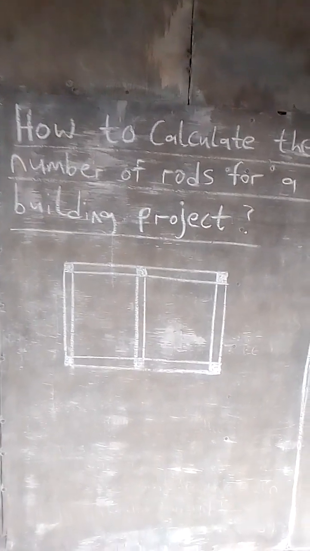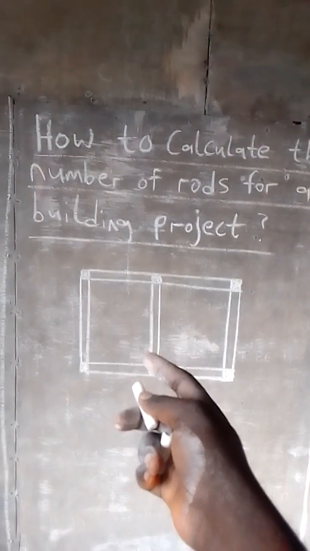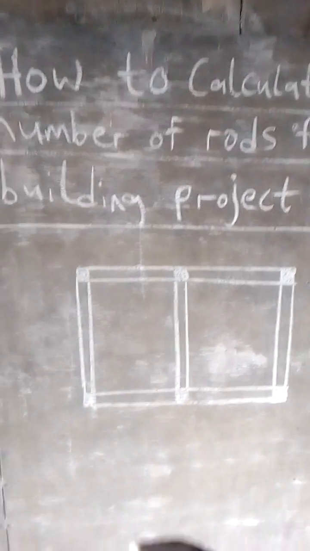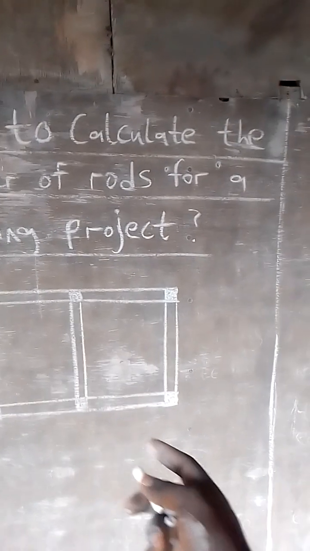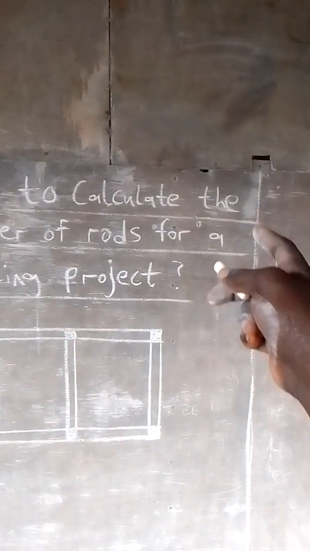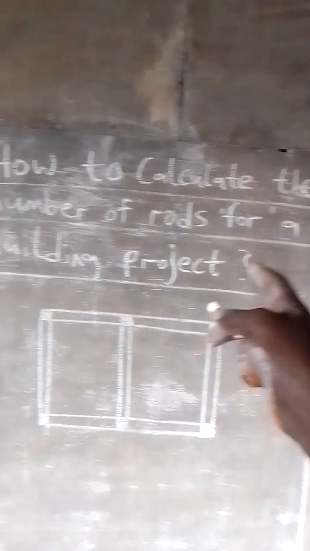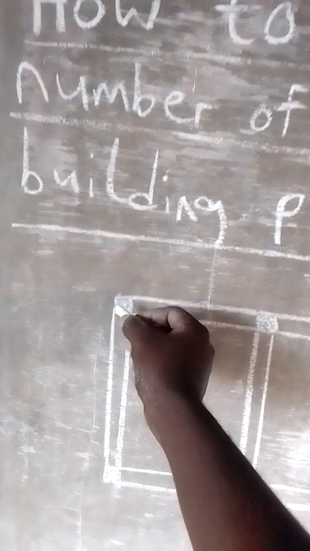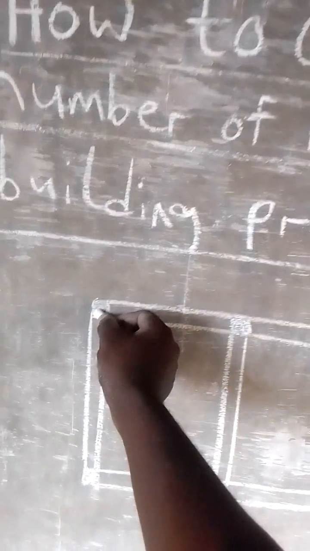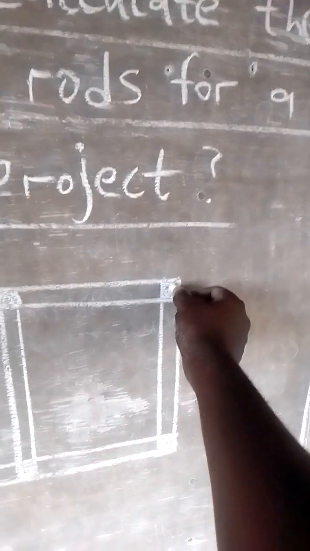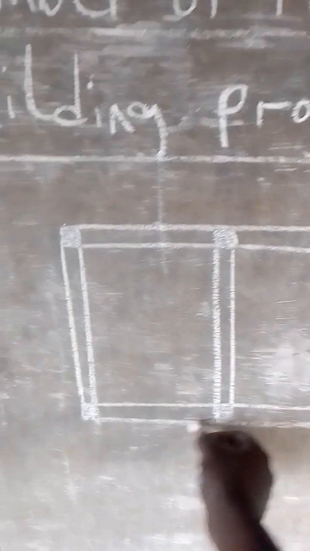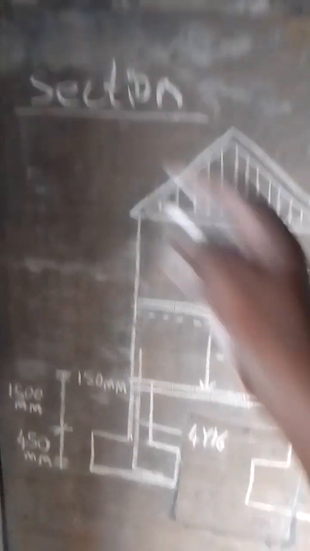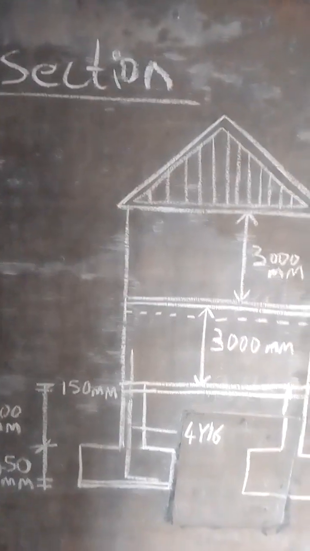We are going to start by taking note of this little sketch here on how to calculate the number of rows for a building project. Now, let's count how many pillars we have in this sketch. 1, 2, 3, 4, 5, 6. And here is a little section that is cut.